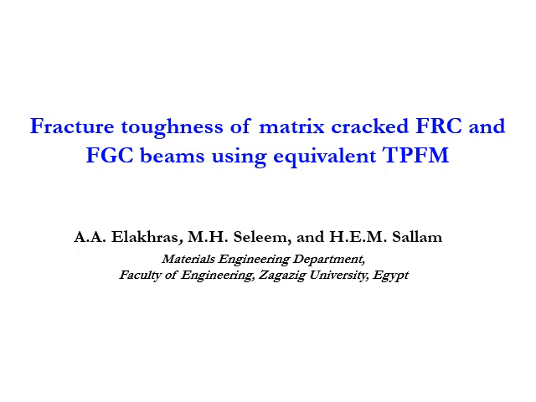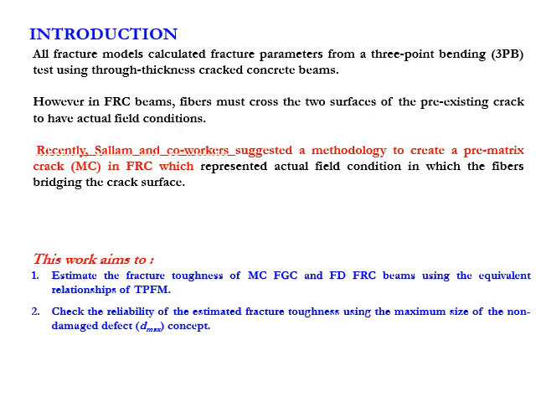The title of the paper is Fracture Toughness of Matrix Cracked Fiber Reinforced Concrete and Functional Graded Concrete Beams Using Equivalent Two-Parameter Fracture Model. All fracture models calculated fracture parameters from a three-point bending test using through thickness cracked concrete beams.